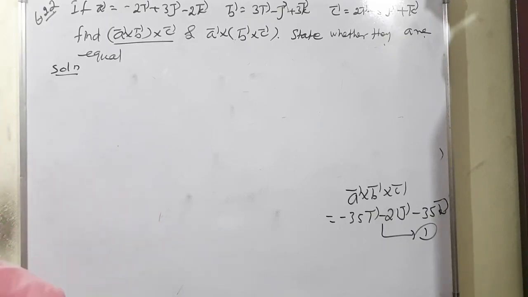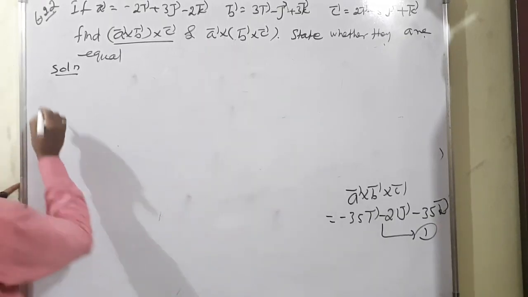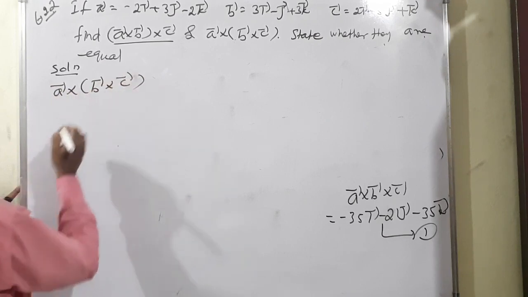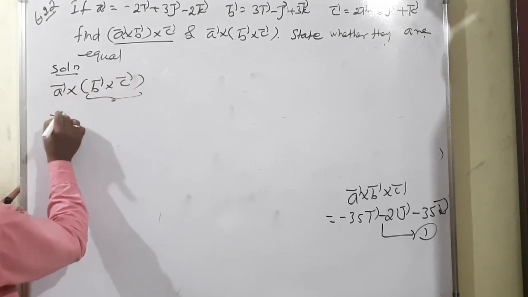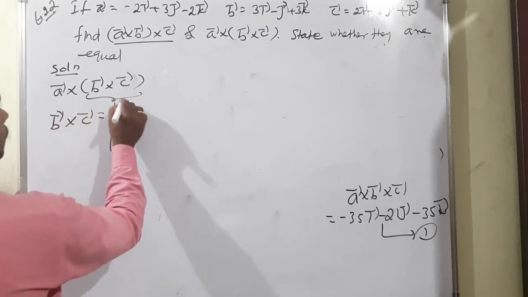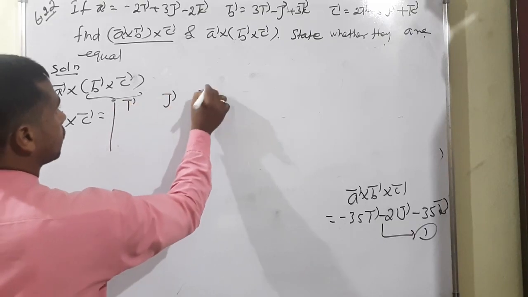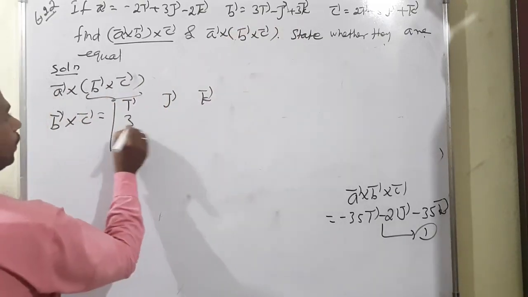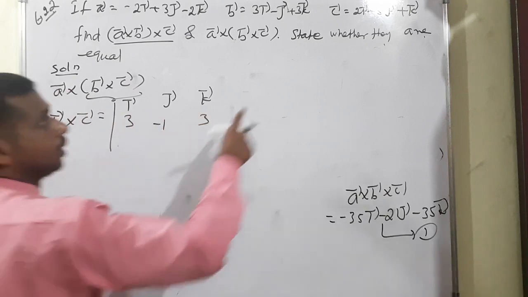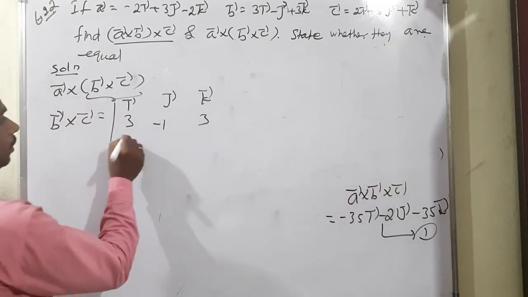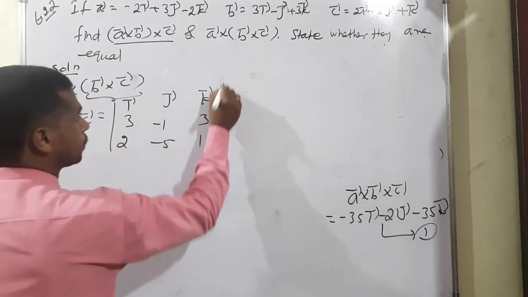So, next term, a vector cross b vector cross c vector. First we have to find out the bracket value. B vector cross c vector means determinant: i vector, j vector, k vector. B vector is equal to 3, minus 1, positive 3. C vector means 2, minus 5, positive 1.